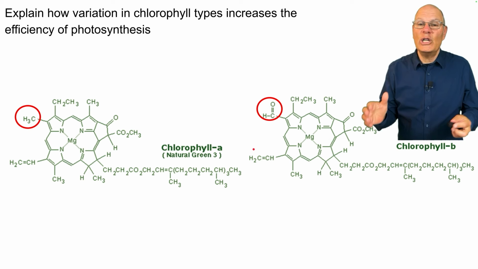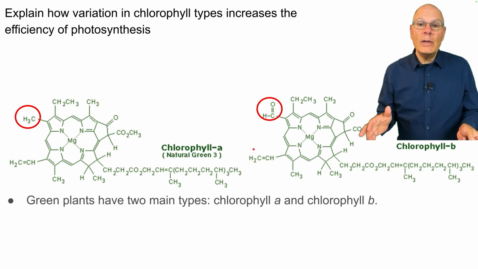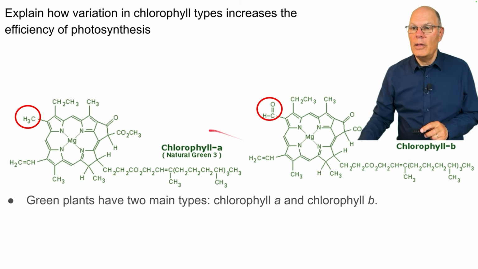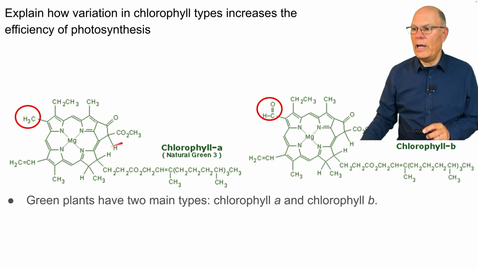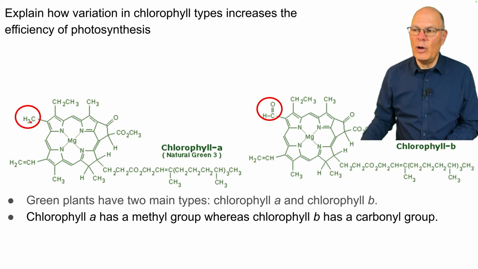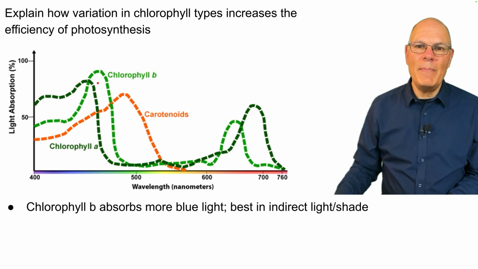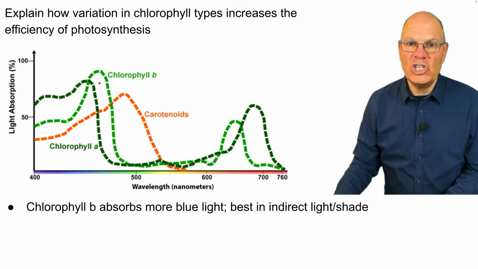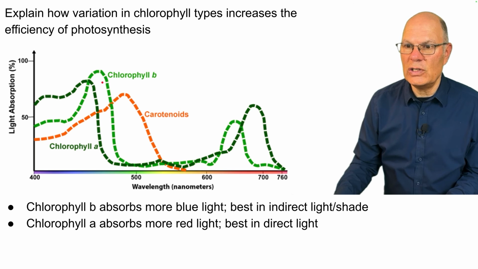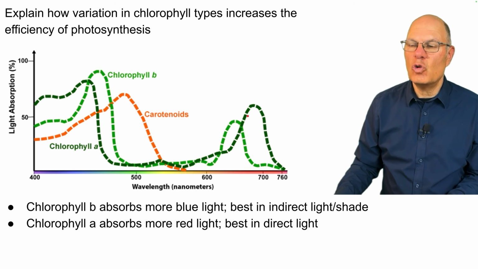Explain how variation in chlorophyll types increases the efficiency of photosynthesis. Green plants have two main types of chlorophyll. There's chlorophyll A over here and chlorophyll B over here, and the difference comes down to just a functional group. Chlorophyll A has a methyl group over here, whereas chlorophyll B has a carbonyl group. Chlorophyll B absorbs more blue light, and that's best in indirect light or in shady environments or shady situations. And chlorophyll A absorbs more red light, and it's best in direct light.